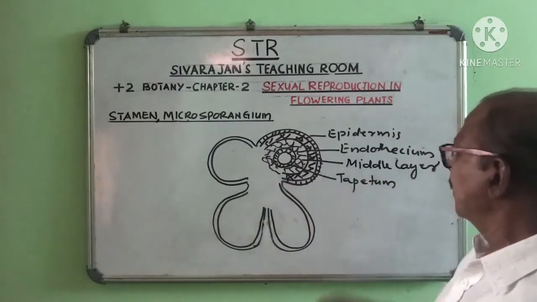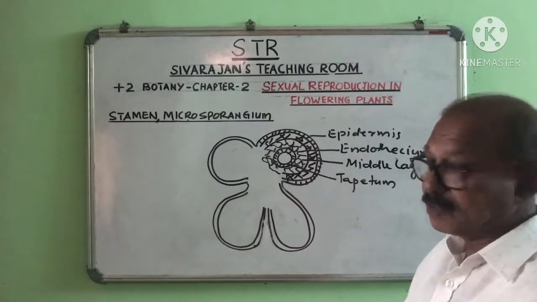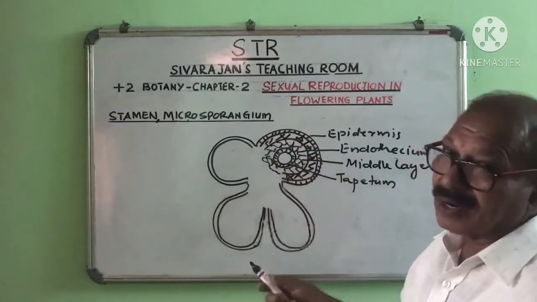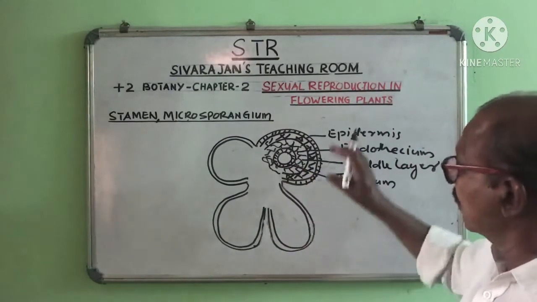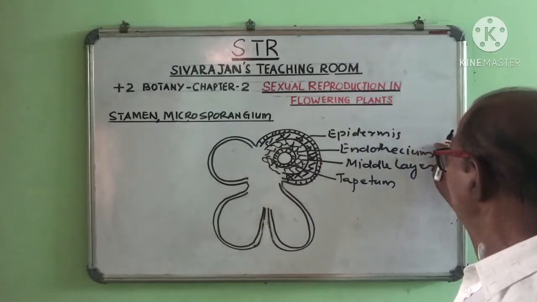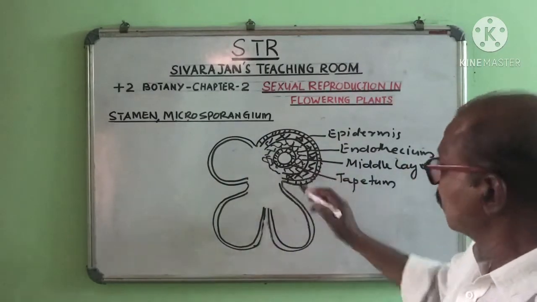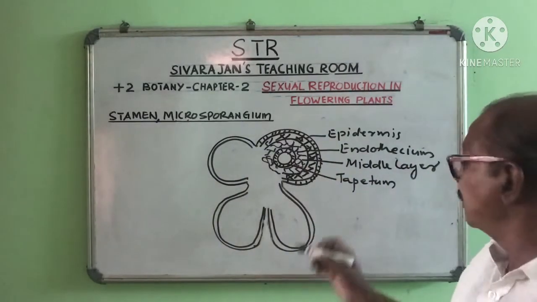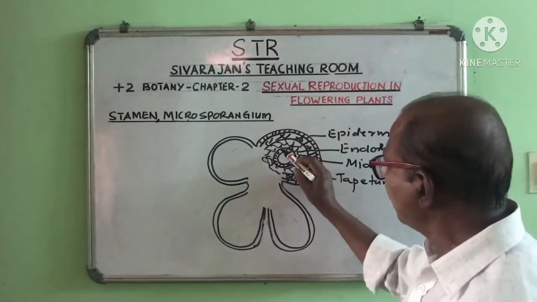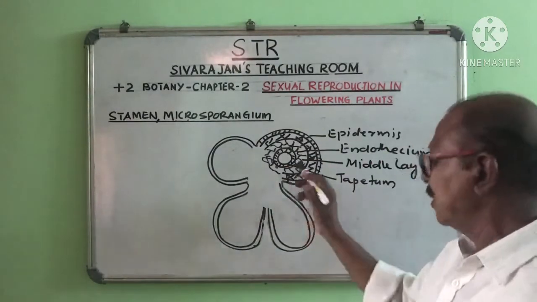But the third layer, which is called the middle layer, is made up of 2 or more layers of cells. So the outer 3 layers are epidermis, endothecium and middle layer. And the innermost layer or the 4th layer is the tapetum. The tapetum is also made up of 1 layer of cells.